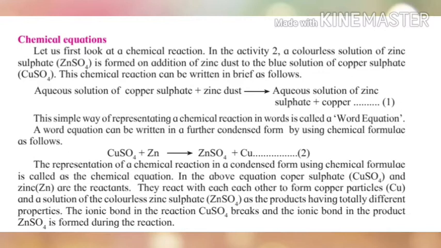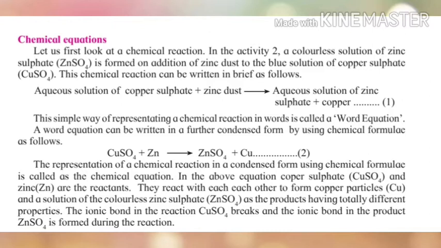The representation of a chemical reaction in a condensed form by using chemical formulas is called a chemical equation. In the above equation, copper sulfate, that is CuSO4, and zinc are the reactants, and they react with each other to form copper particles, that is Cu, and a solution of colorless zinc sulfate as the product, having totally different properties. The ionic bond in the reactant CuSO4 breaks and the ionic bond in the product ZnSO4 is formed during the reaction.